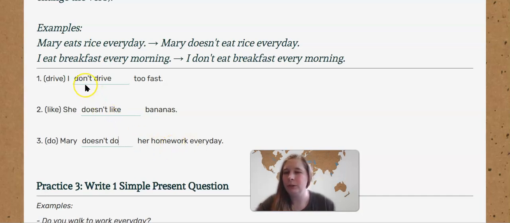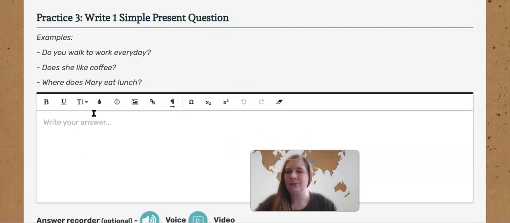Remember, use don't for I, you, we, and they. Use doesn't for he, she, and it. Next, let's write a simple present question. Questions can start with do or does, or where, when, why, how, or who. Here are some examples. Do you walk every day?